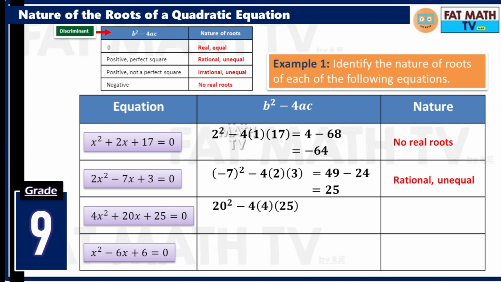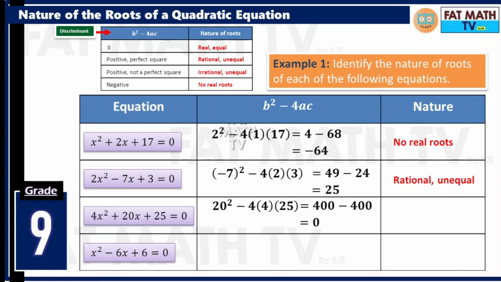For number 3, a is 4, b is 20, c is 25. So b squared, that's 20 squared minus 4. A is 4, c is 25. So 20 squared is 400. Negative 4 times 4 times 25 is also negative 400.